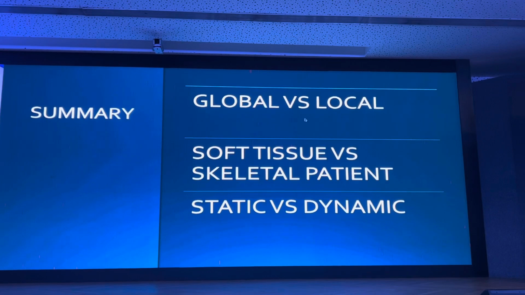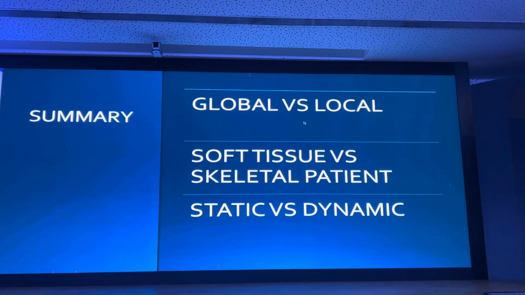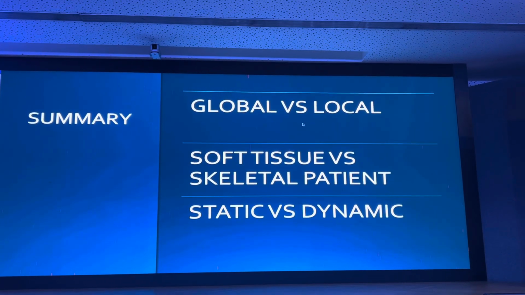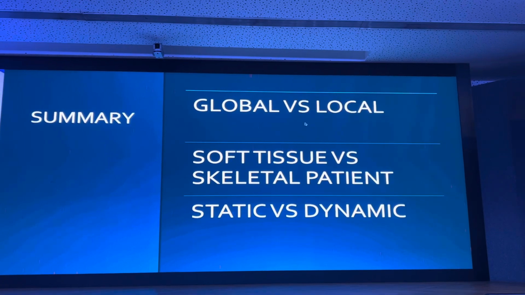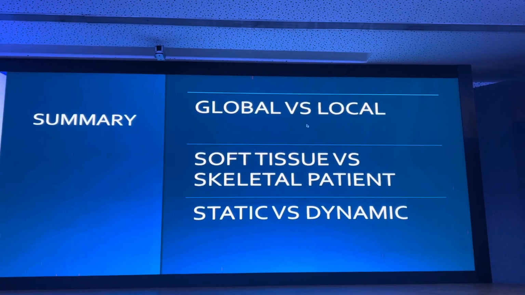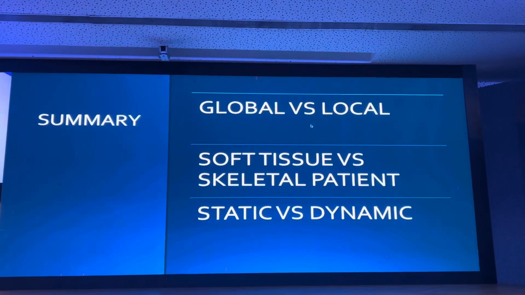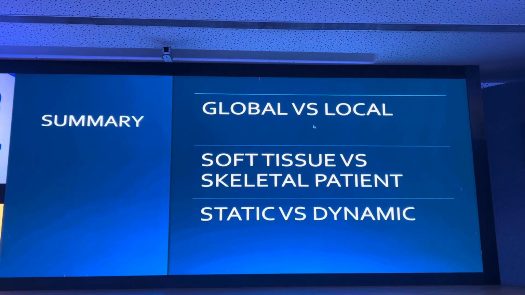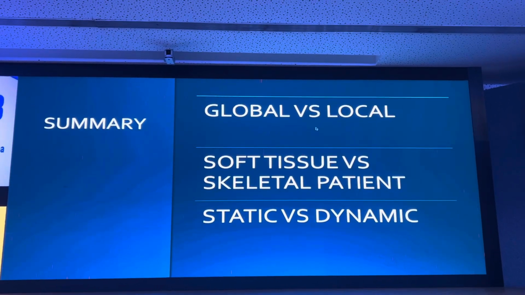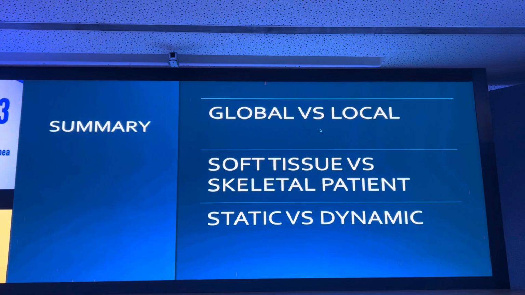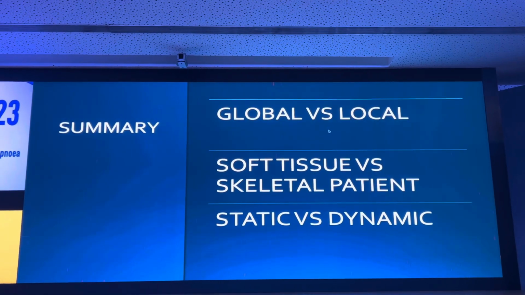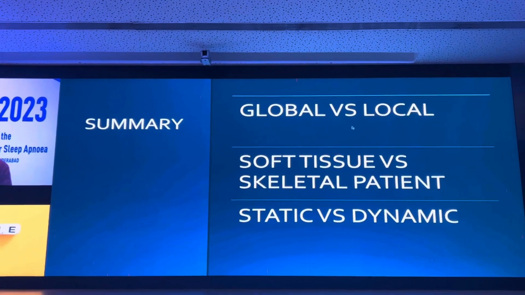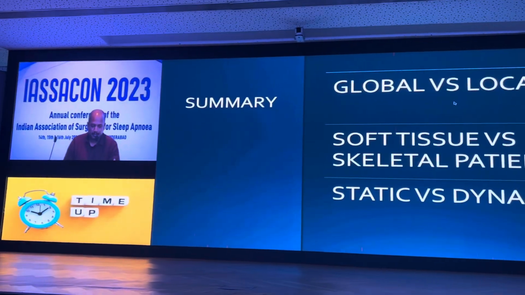So at the end, after the functional evaluation, there are 3 things we should have evaluated. One, whether it's global or local. What I mean is whether the patient is having OSA because of obesity, or whether it's more of local obstructive factors. Whether it's soft tissue or skeletal, or whether it's a static obstruction or a dynamic obstruction. Thank you.